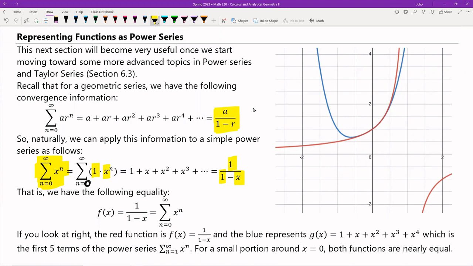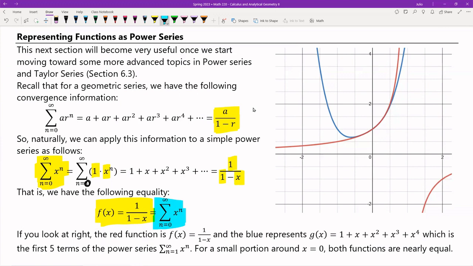Okay. So this means we have this following equality right here. This equality means, right, that I can represent the function 1 divided by 1 minus x as a power series. So this function right here, f of x equals 1 divided by 1 minus x, is equivalent to writing out this power series, okay? Which is pretty cool. Hopefully you guys see why that is, okay?